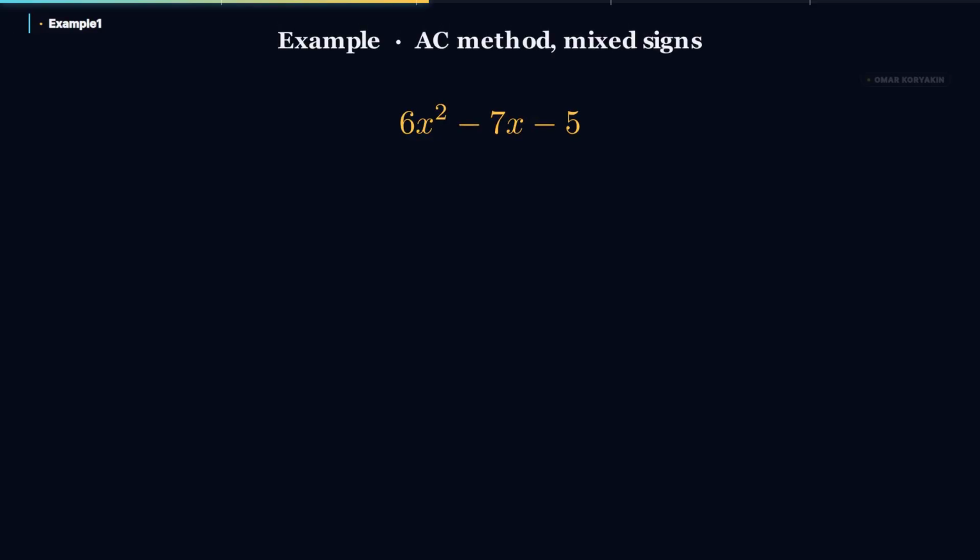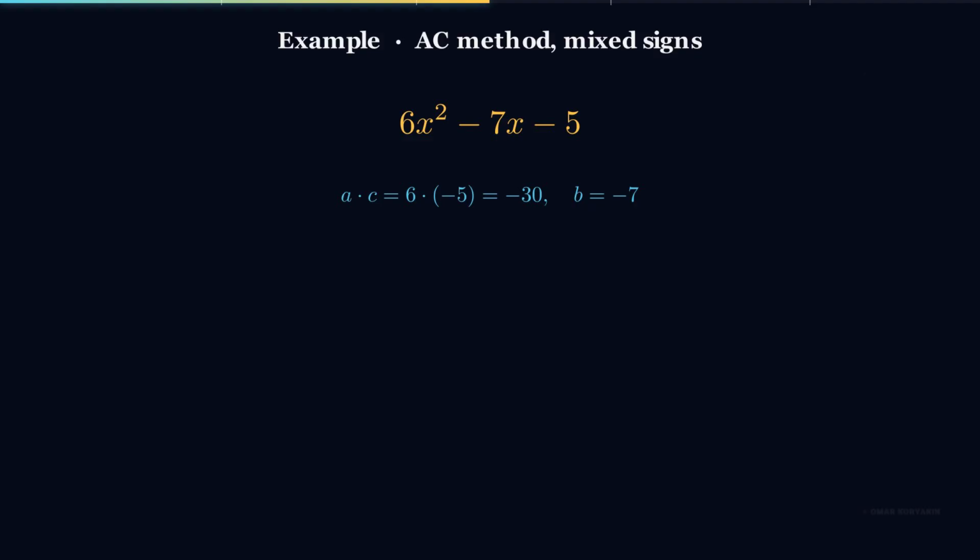Factor 6x squared minus 7x minus 5. Both b and c are negative, so the sign reasoning needs care, but the procedure stays exactly the same. Compute a times c. 6 times negative 5 is negative 30, b is negative 7. We need two numbers whose product is negative 30 and whose sum is negative 7.